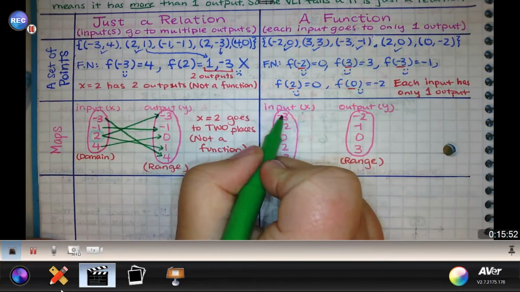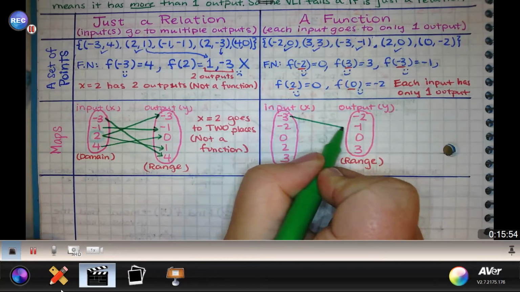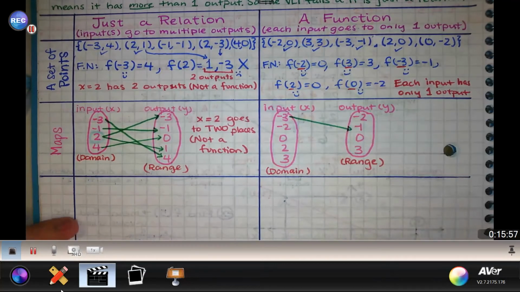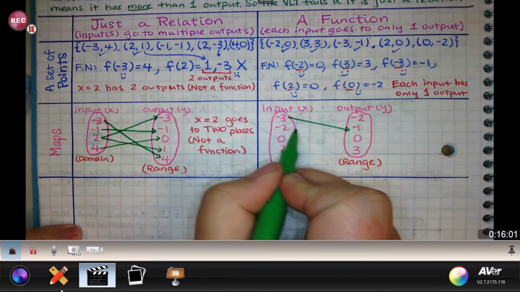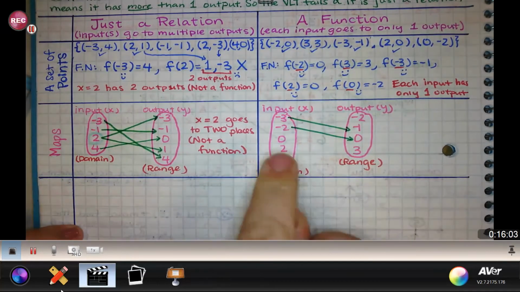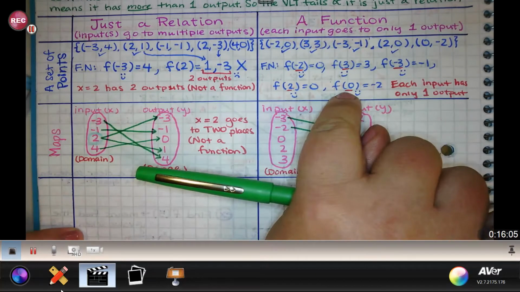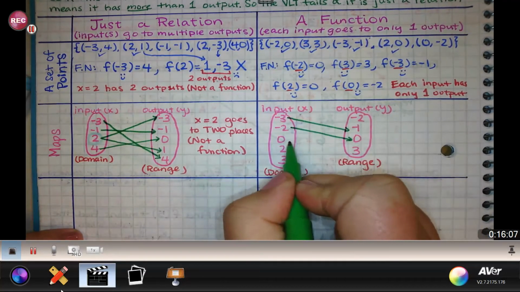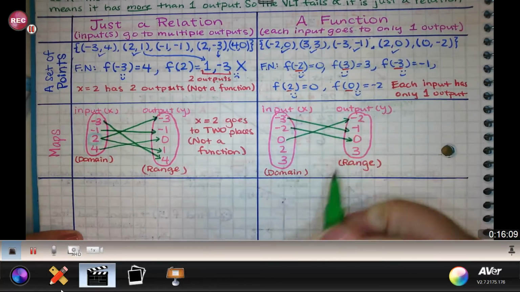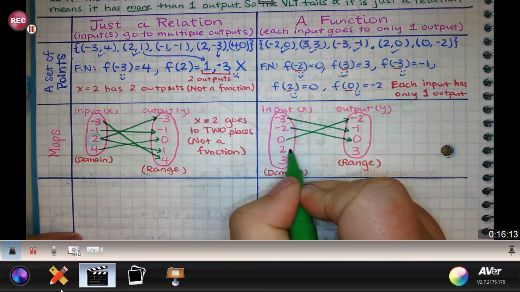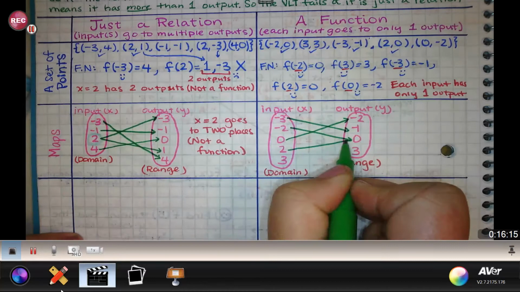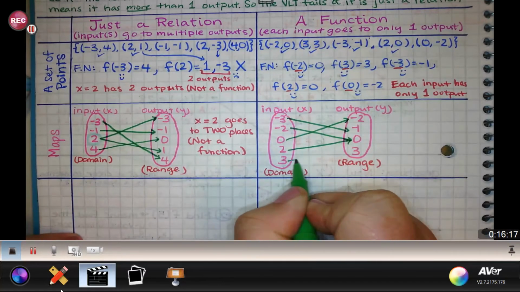So that means my -3 needs to map to -1. Okay, and then -2 goes to 0. And then 0 goes to -2. And then +2 goes to 0 as well. And then lastly, 3 goes to 3.